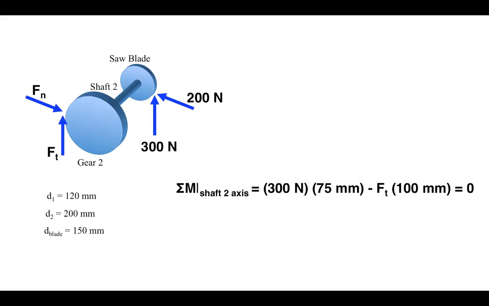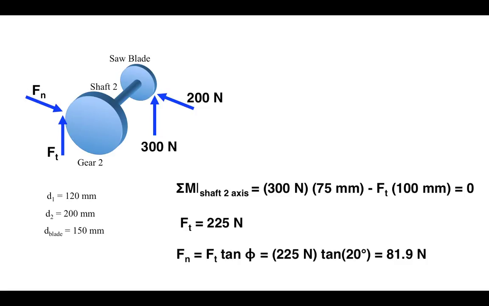Furthermore, because these shafts rotate at constant speed, we can say that all the parts are in equilibrium, so the total moment about the shaft axis is 0. And so two forces contribute to the moment, the 300 Newton tangential force and the unknown force Ft between the two gears. And so we can solve for that tangential force. And because we know the pressure angle for this gear, we could determine the normal force using the pressure angle of 20 degrees.